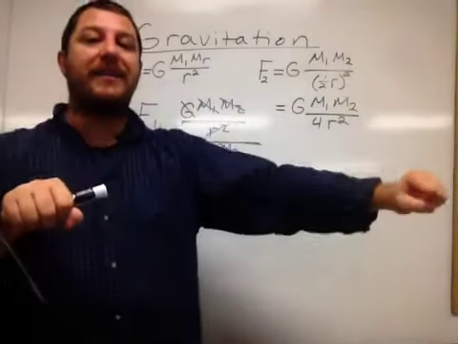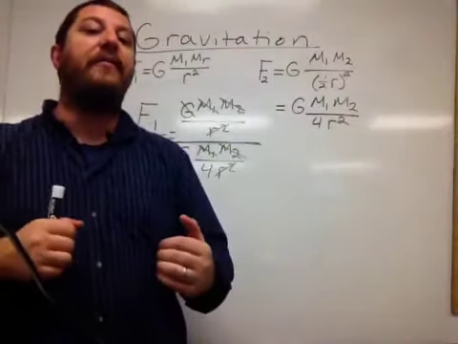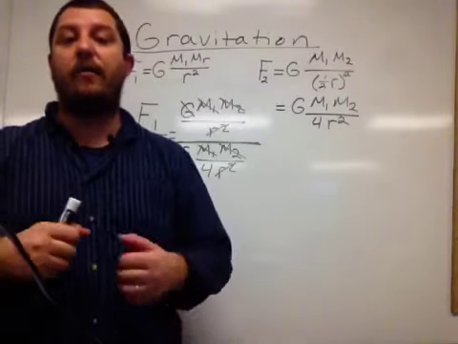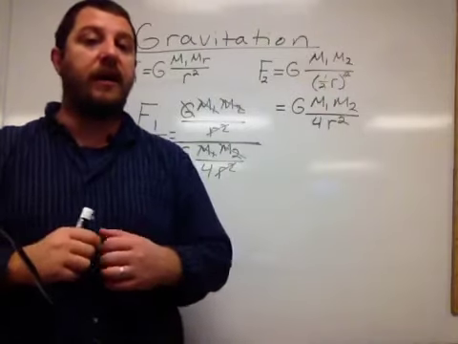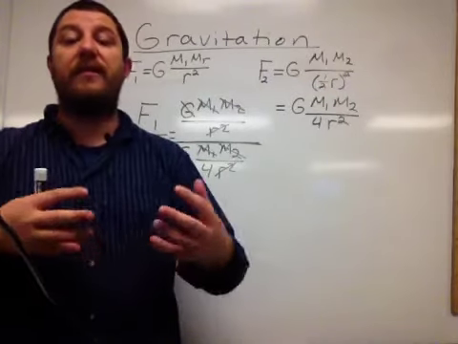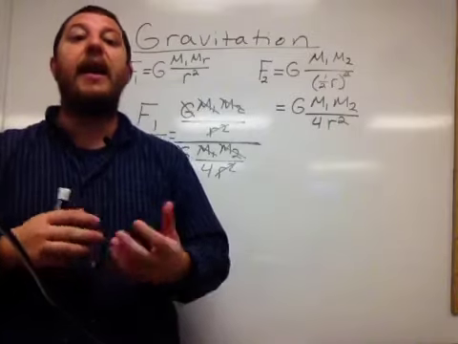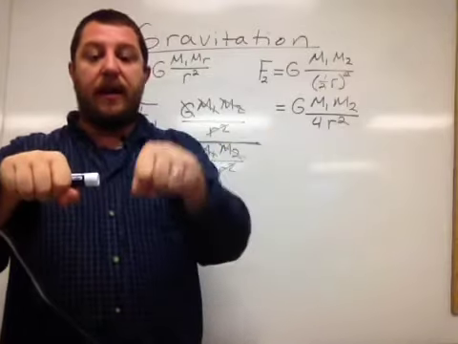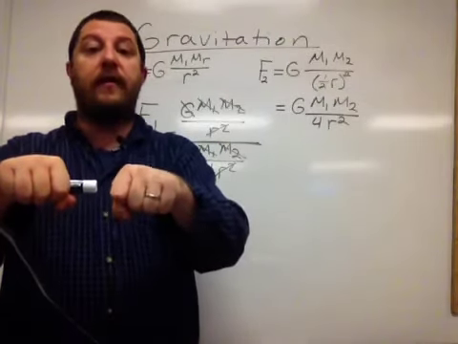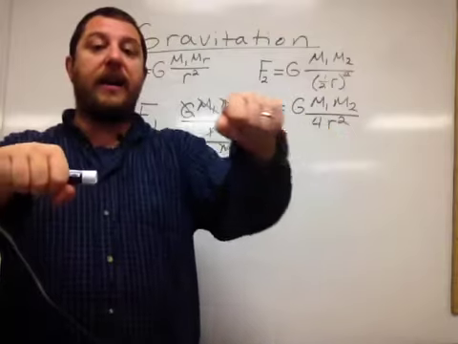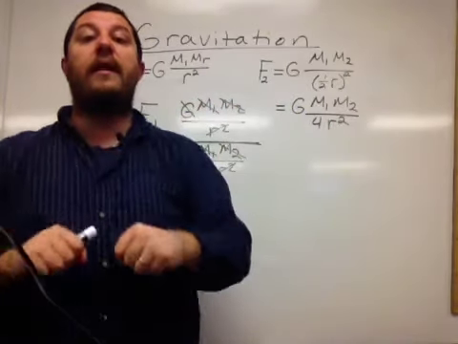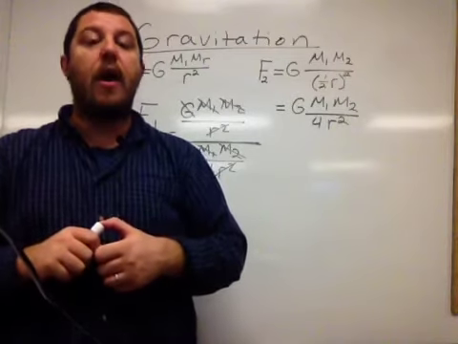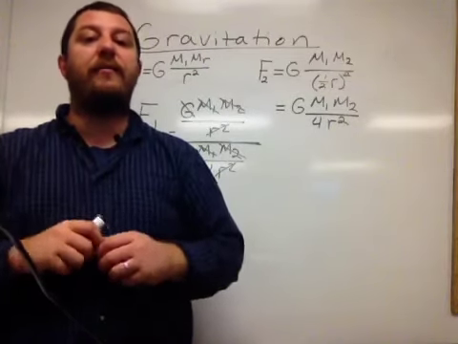If I double the distance, the force goes down by a factor of 4. If I triple the distance, the force goes down by a factor of 9. 3 squared is 9. If I quadruple the distance, the force goes down by a factor of 16. And likewise, if I cut my original distance by a third, then the force goes up by 9. And if I cut the distance by 1/4, then the force will go up by 16. So that is what we mean by the inverse square law.